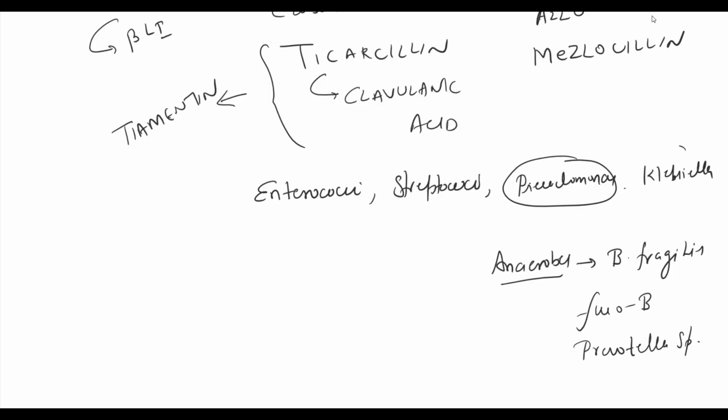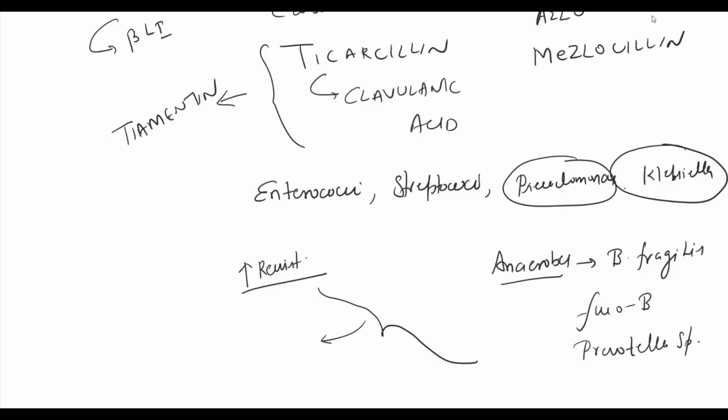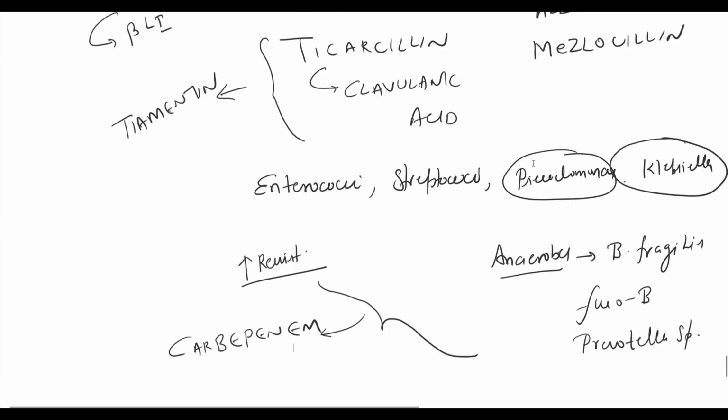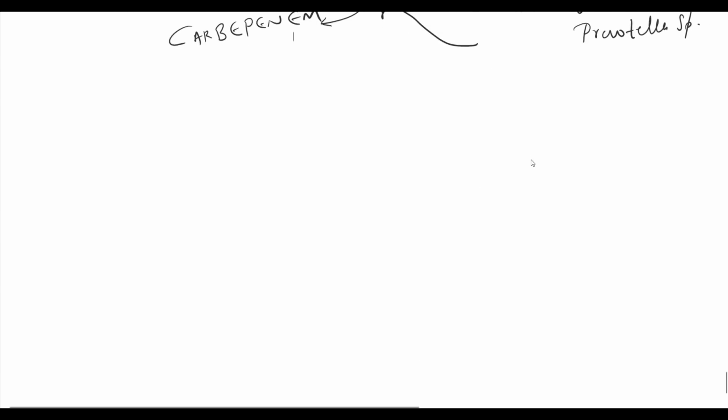Piptaz is more effective against Pseudomonas and Klebsiella compared to ticarcillin. In recent times, there is increased resistance among gram-negative bacteria against piperacillin and ticarcillin. Gram-negative organisms resistant to these antibiotics are treated with carbapenem. Now let's see the use and side effects of penicillin. We have already discussed that penicillin G is the drug of choice for syphilis.